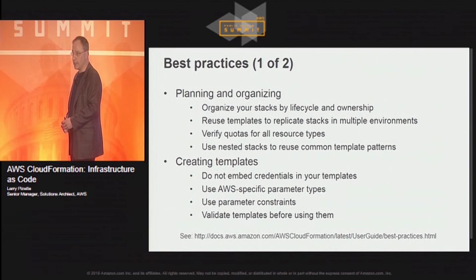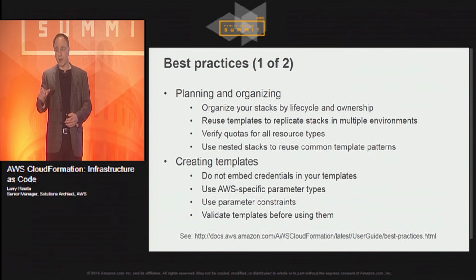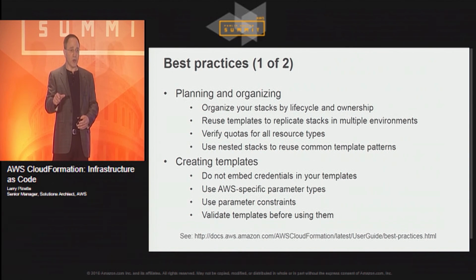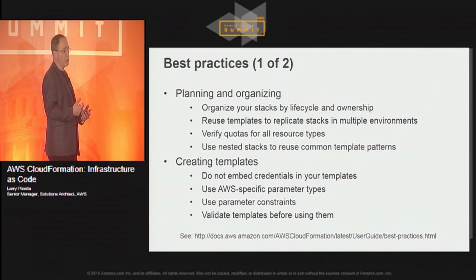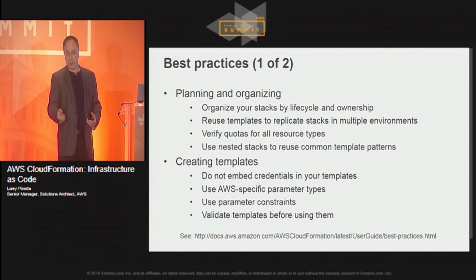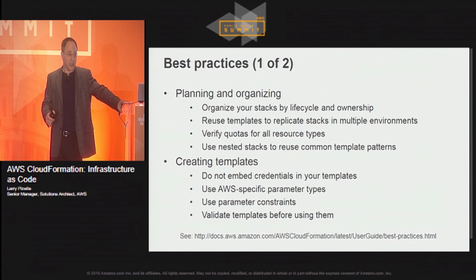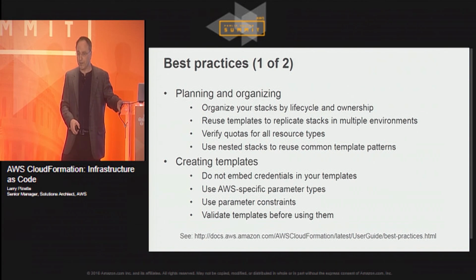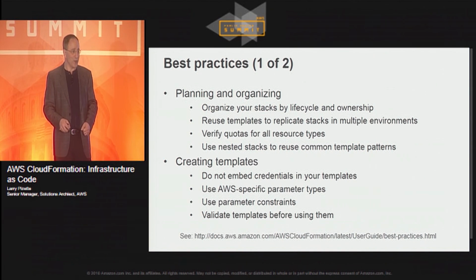Use AWS-specific parameter types. I think in the parameter section, and I would have to go back to look, we have very specific parameter types. If you specify a parameter type, we will make sure that that parameter type is input. So if you're looking for availability zones, you can specify availability zones, and we will make sure of that parameter type. Use parameter constraints. If you're looking for a CIDR, an IP address, or a range of IP addresses, use constraints for that.